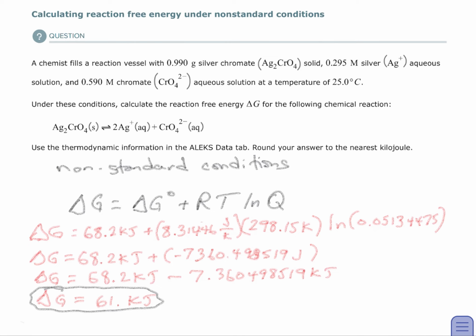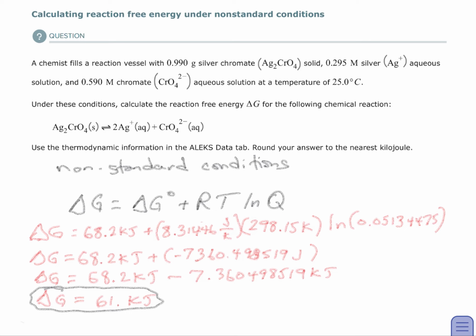Okay, so I've got the free energy in kilojoules. But if you recognize that my gas constant is in joules per Kelvin, when everything cancels, I'll be in joules here. So I've got 68.2 kilojoules. And then I've got negative 7,360 joules. So I have to make sure they're both in kilojoules. Please don't fall into that trap. That would be so easy to fall into and get a wrong answer.